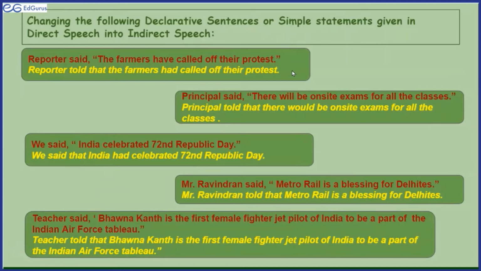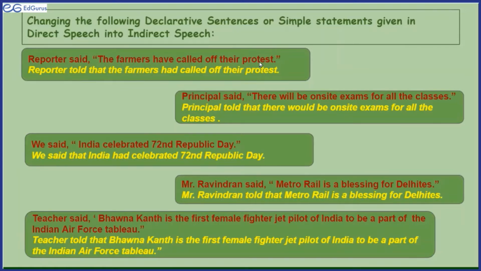Now, these very statements or declarative sentences, it is just a repetition anyway. In fact, it is a revision for you. This is what we have already done in the past, but I simply want to tell you that these are declarative sentences. So it is a declarative sentence, the farmers have called off their protest. Just like the teacher will take the class the next day, right? So reporter told that the farmers had called off their protest.